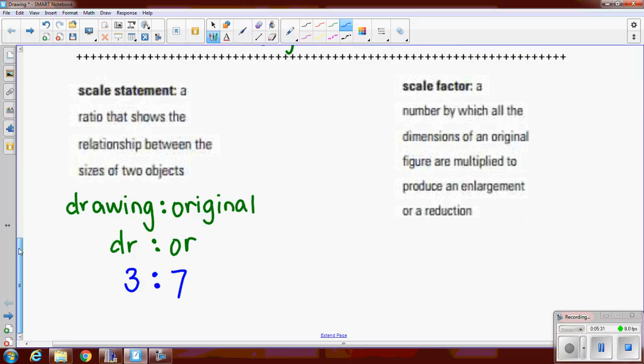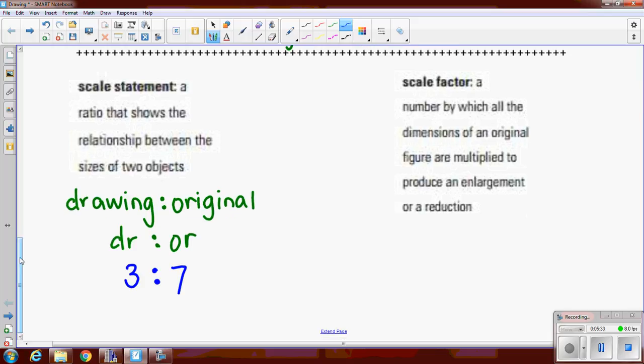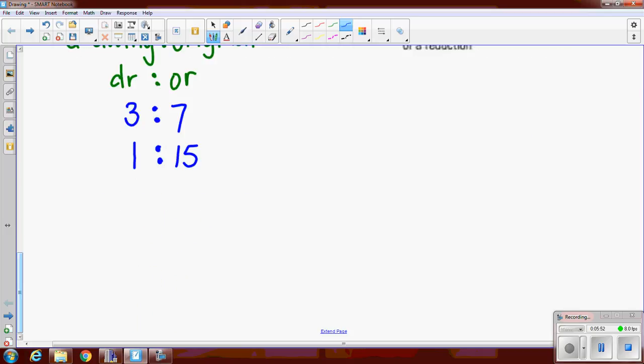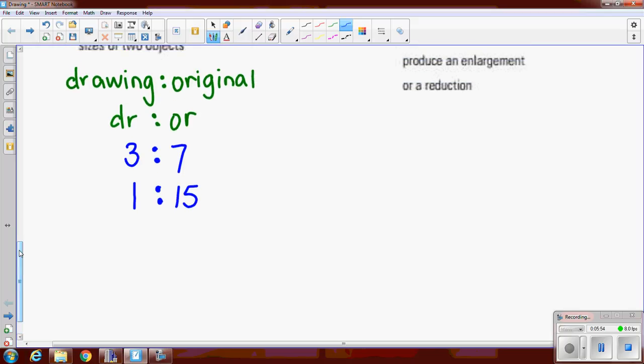So what this means is I'm actually drawing something a lot smaller because my drawing only has 3 centimeters when the original was actually 7. A different way I can look at it is saying, well, maybe 1 to 15. That's another smaller version. So 1 centimeter on my drawing is actually 15 centimeters in actuality. Or I could be saying 1 mile on a map is actually 15 miles.